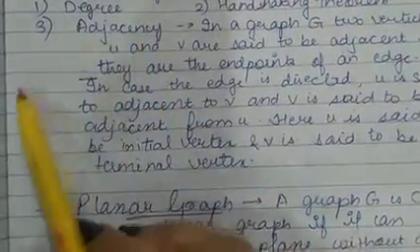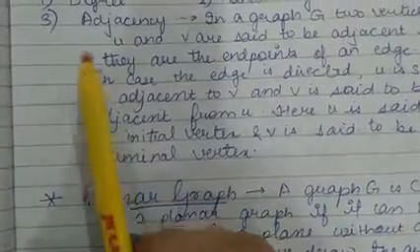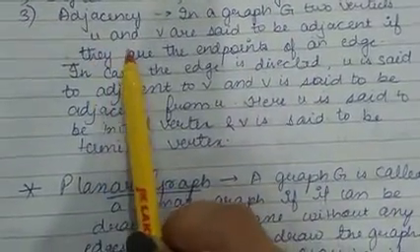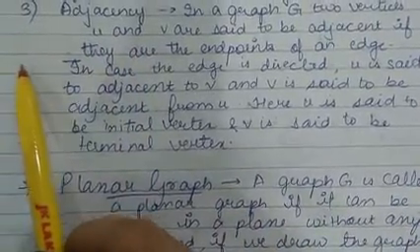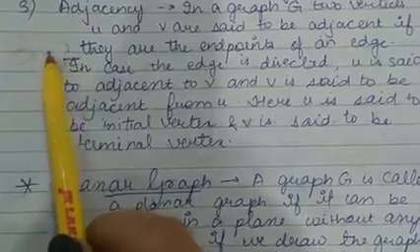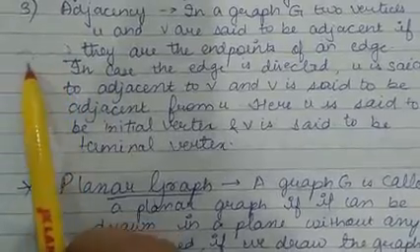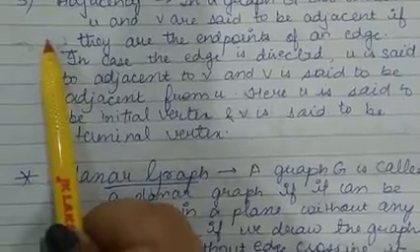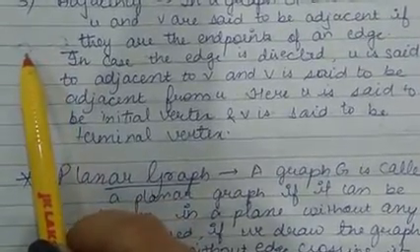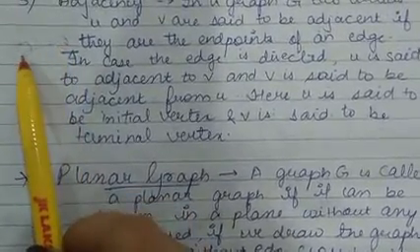Whereas in adjacency, as the name suggests, the neighbor vertices are adjacent. Suppose we have a graph G with two vertices, u and v. They are said to be adjacent if they are the endpoints of an edge. Suppose this is u and this is v, which are the endpoints of an edge. So these two are adjacent to each other. In case the edge is directed, if I have some directed path here, then it is said that u is adjacent to v and v is adjacent from u.